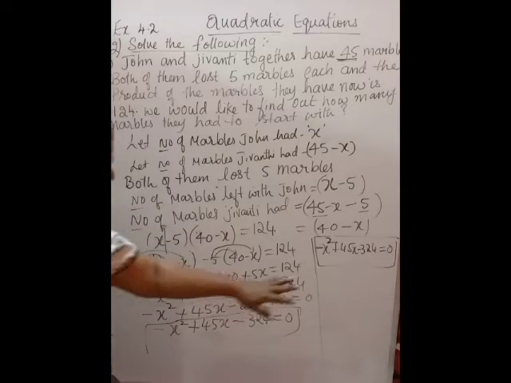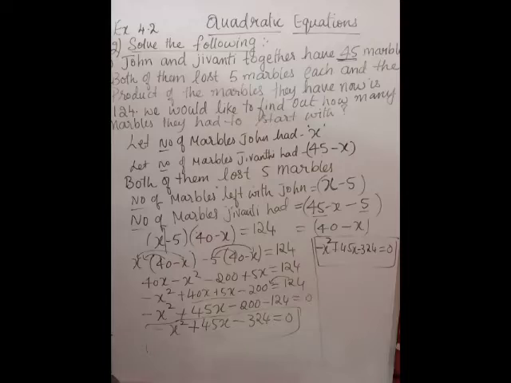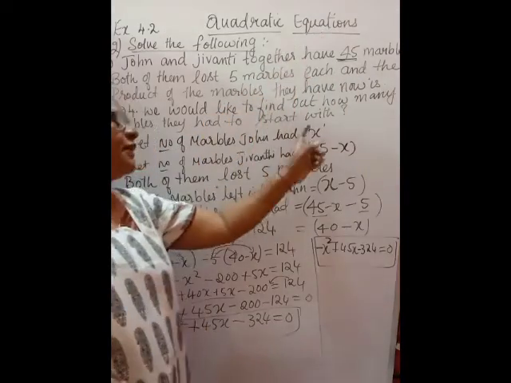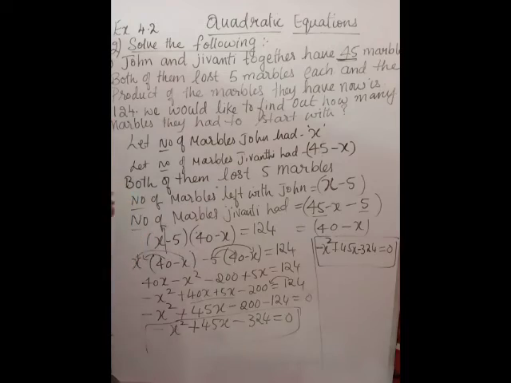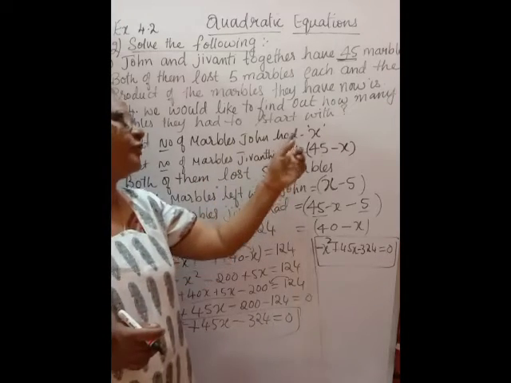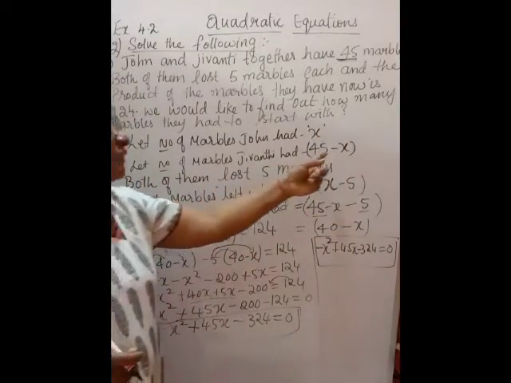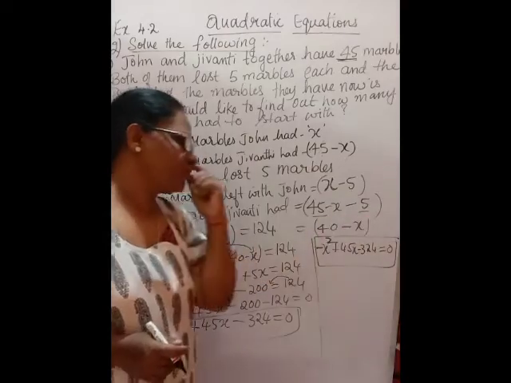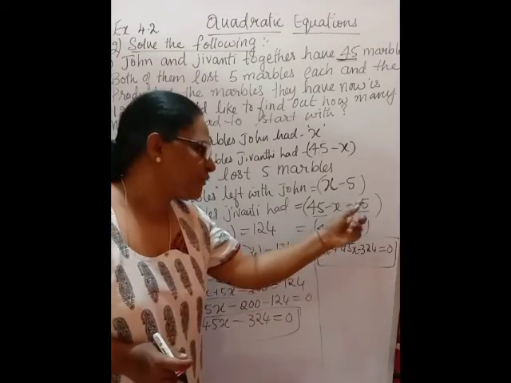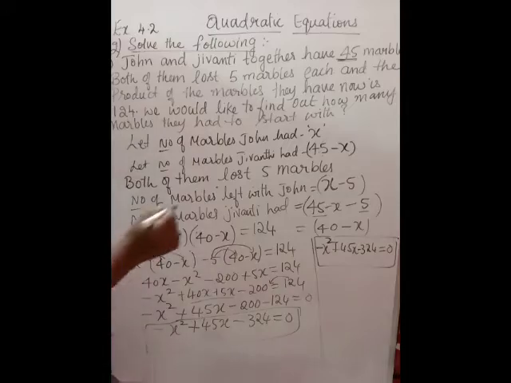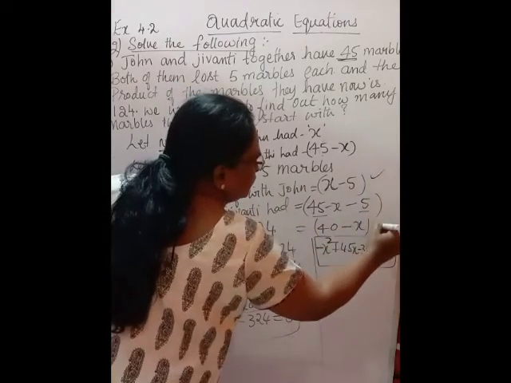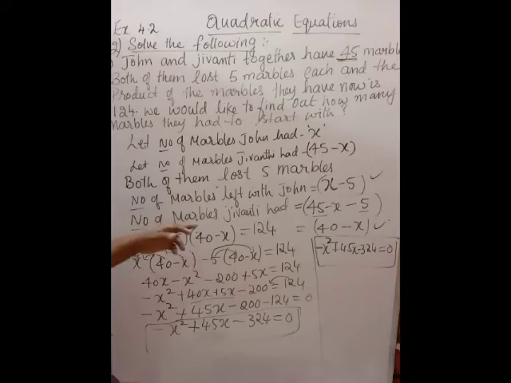Before that, till you get the quadratic equation, once again I will explain the step. Let the number of marbles John had be X. Jivanti has the total marbles minus whatever is John's share. They are losing 5 marbles each. So John has X minus 5, and Jivanti has 45 minus X, minus 5, which is 40 minus X. Now this is John's marbles, this is Jivanti's. Now you have to multiply those two, and that is equal to 124, as given.